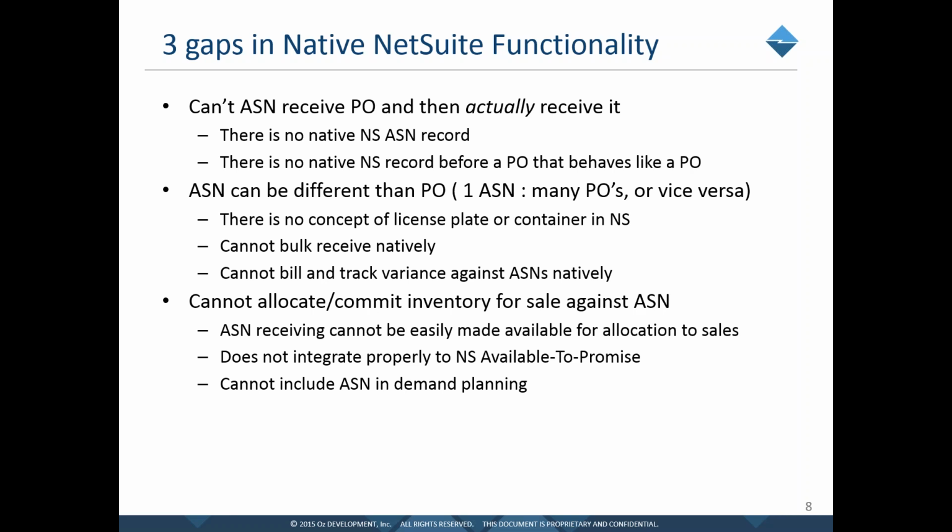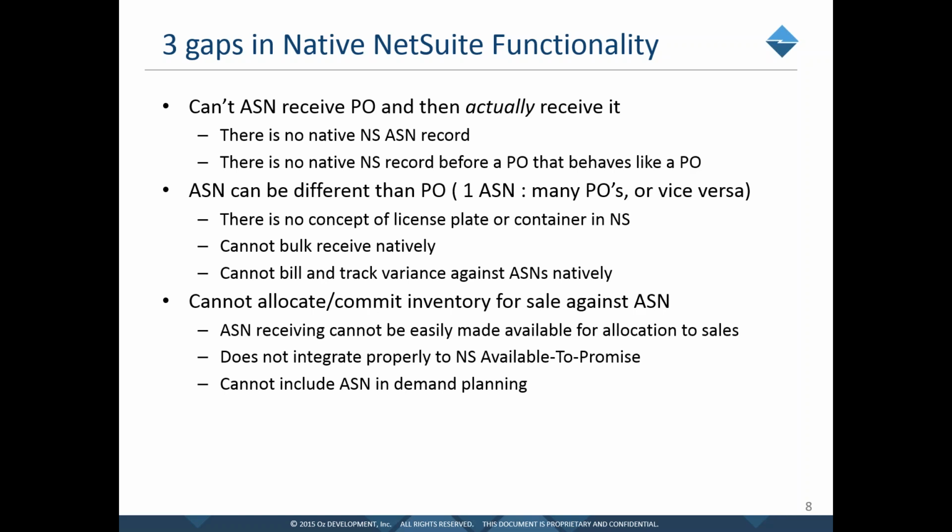The other major thing is that an ASN can be quite different from either the purchase order or the shipment. It can be a one-to-many relationship. It can fill up a box, a container, and so on and so forth. And because of that, it may or may not relate specifically to one transaction in NetSuite. And so because of that, you need a functionality to transform between the two things.